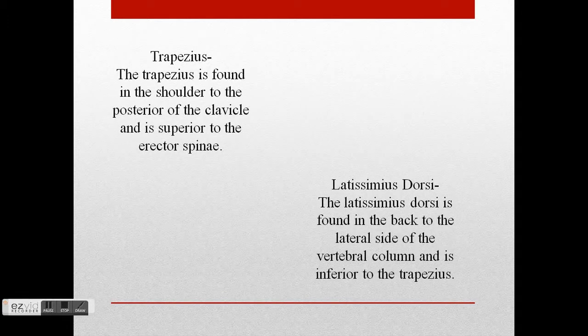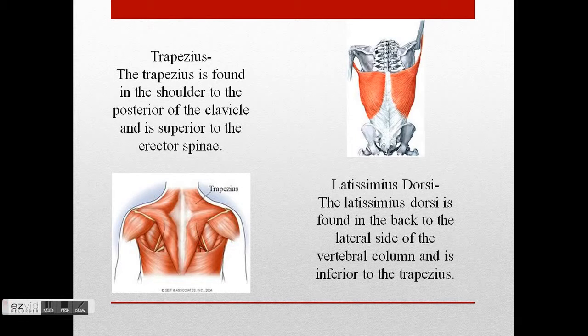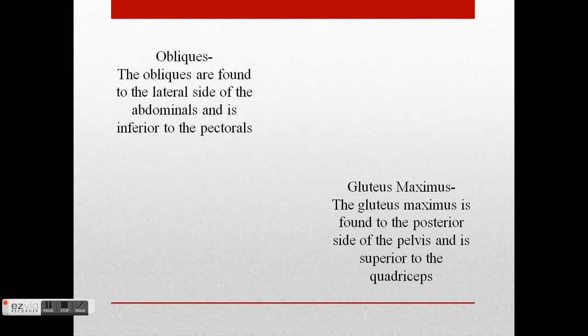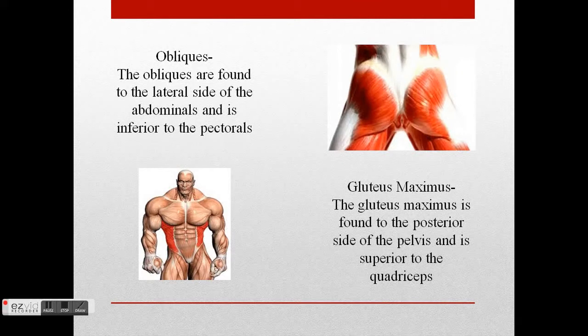The trapezius is found in the shoulder to the posterior of the clavicle and is superior to the erector spinae. The latissimus dorsi is found in the back to the lateral side of the vertebral column and is inferior to the trapezius. The obliques are found to the lateral side of the abdominals and are inferior to the pectorals. The gluteus maximus is found to the posterior side of the pelvis and is superior to the quadriceps.